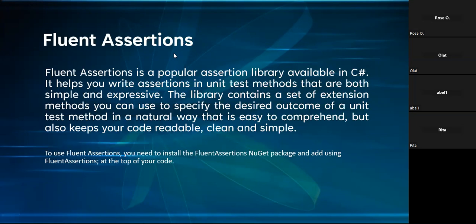So we have Fluent Assertions. Fluent Assertions is a popular assertion library available in C#. It helps you write assertions in unit test methods that are both simple and expressive. The library contains a set of extension methods you can use to specify the desired outcome of a unit test method in a natural way that is easy to comprehend, but also keeps your code readable, clean, and simple.